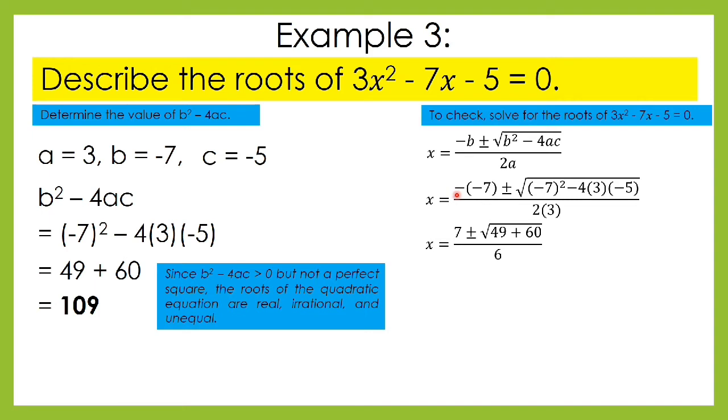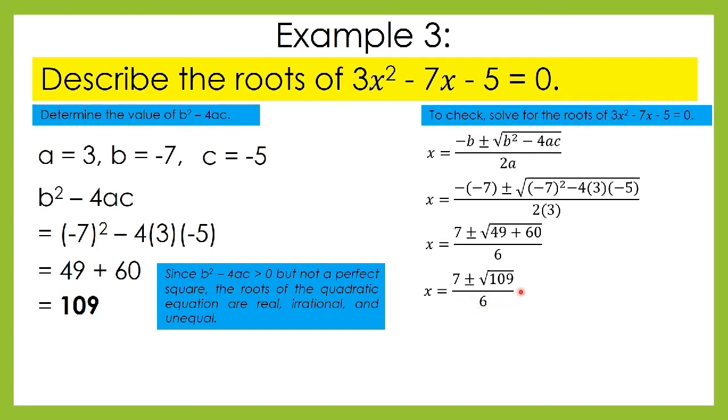Negative times negative 7 is positive 7 plus minus square root of negative 7 squared is 49. Negative 4 times 3 times negative 5 is positive 60, all over 2 times 3 is 6. Simplify. 7 plus minus square root of 49 plus 60 is 109, all over 6.